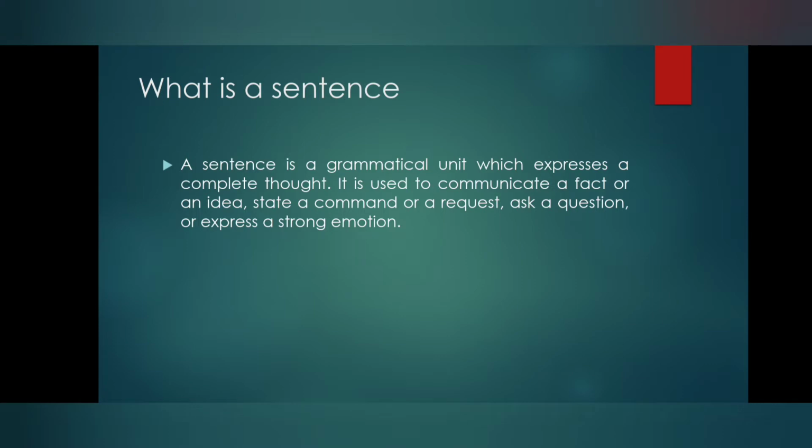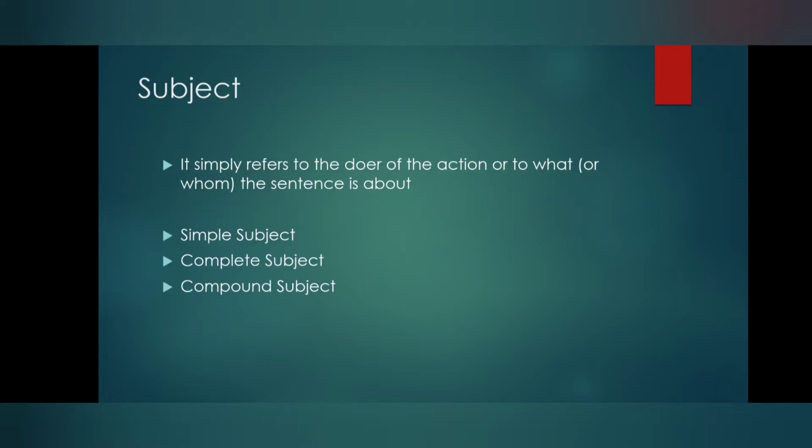A sentence can be broken down into different parts, so we'll be talking about each one of them one by one. The first one is the subject, which simply refers to the doer of the action or what or whom the sentence is about. There are some important terms to remember regarding the subject.